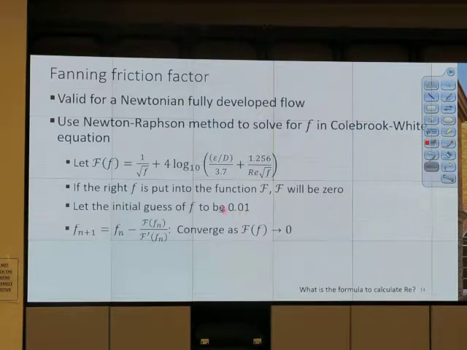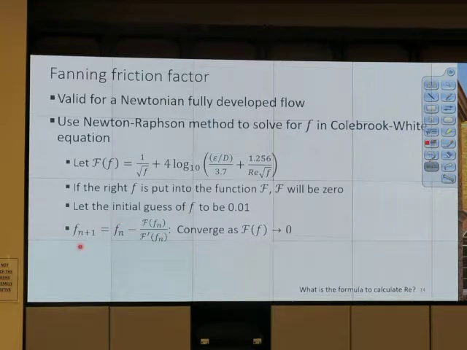So we put 0.01. The formula here is f at n plus 1, where n plus 1 is the next iteration, equal to f at n. So right now, f at n, the current iteration, is 0.01, minus capital F, the function value at f n, divided by capital F prime, the slope value at that point. So when we do this, we will get the next value.